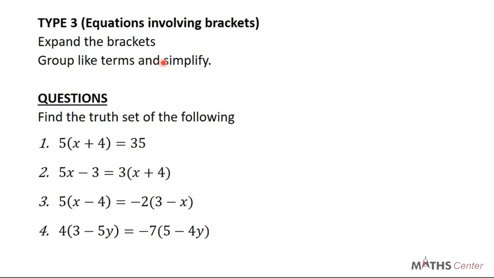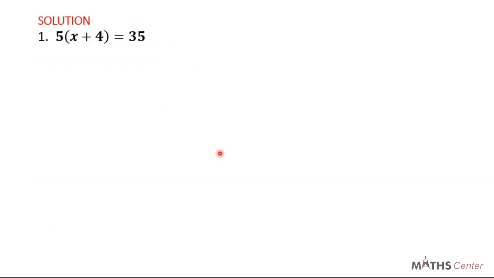The question says that we should find the truth set of the following. Here it means that we should solve the following, just that we are going to present our answer in a different form. So whenever you see find the truth set of an equation, it means solve the equation. You are going to present your answer in a different way, and I'll show you how to present your answer. So our task is to solve the equation.